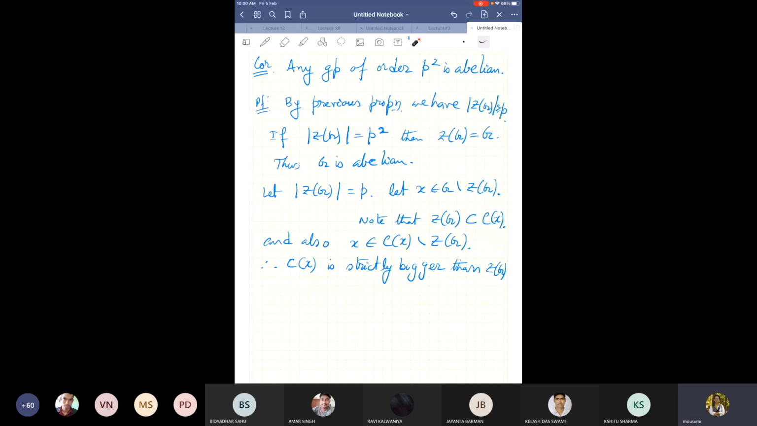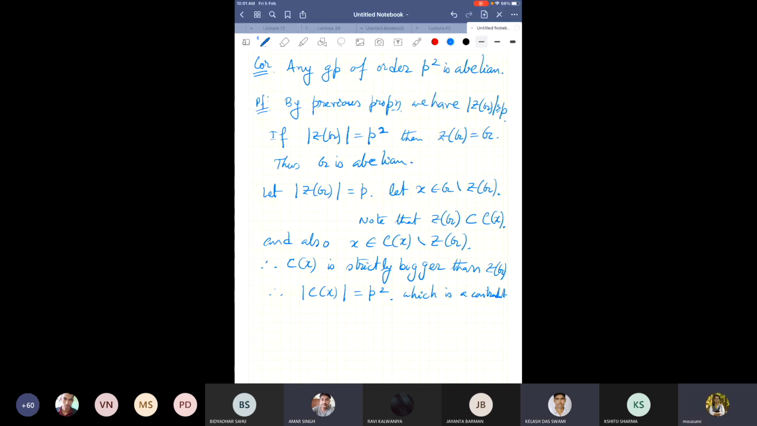Then what will be the cardinality of the centralizer Cx? It has to be equal to P square, because there are only two choices, right? But if this is equal to P square, then what does it say? That X belongs to the center of G. This is not possible, which is a contradiction.